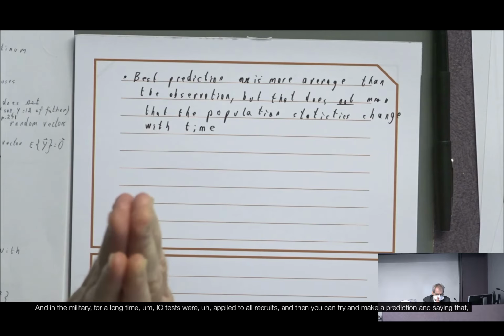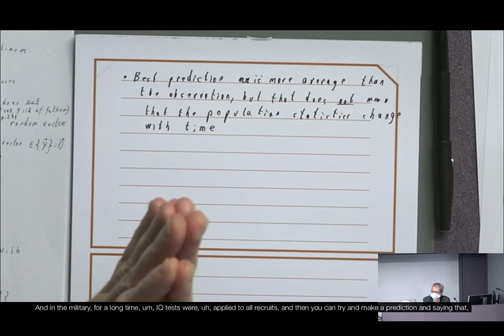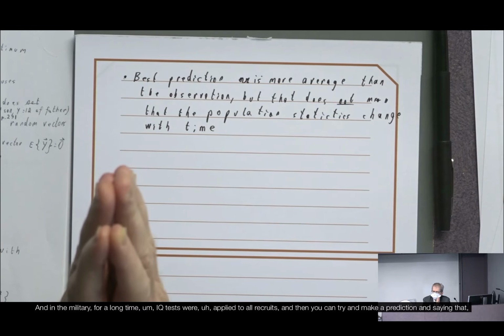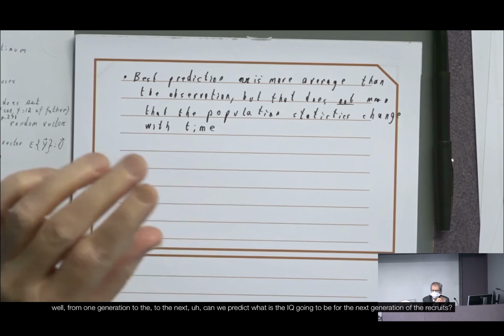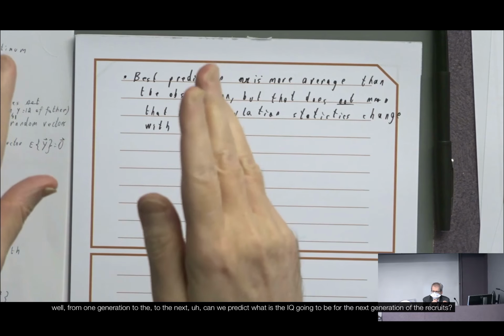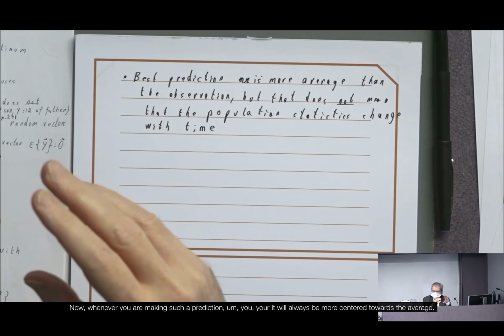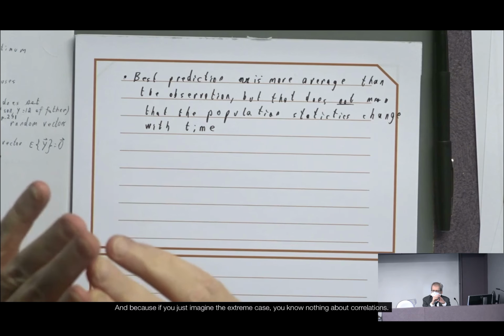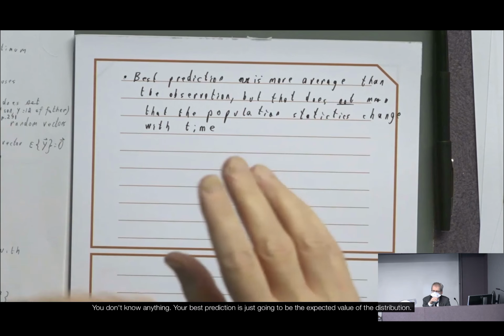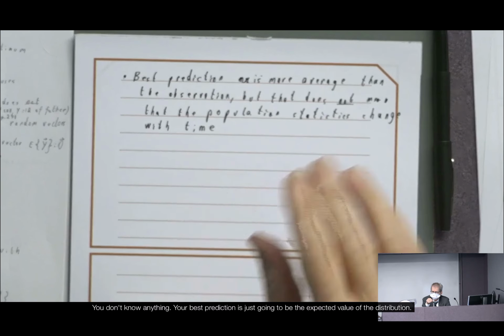In the military, for a long time, IQ tests were applied to all recruits. And then you can try to make a prediction, saying, well, from one generation to the next, can we predict what the IQ is going to be for the next generation of recruits? Now, whenever you're making such a prediction, it will always be more centered towards the average. Just imagine the extreme case: you know nothing about correlations, you don't know anything, your best prediction is just going to be the expected value of the distribution.